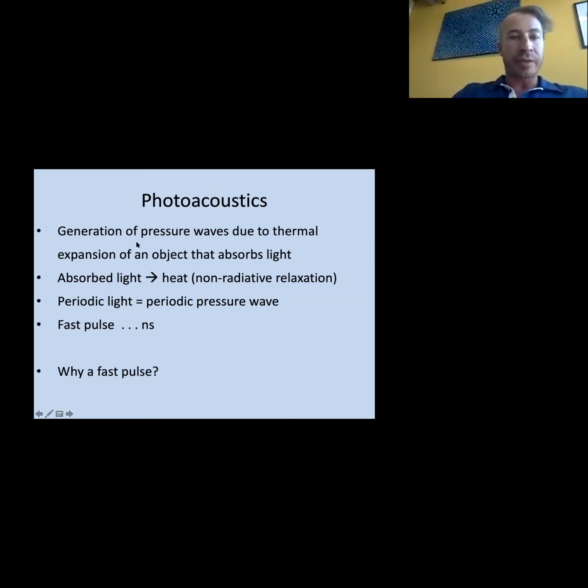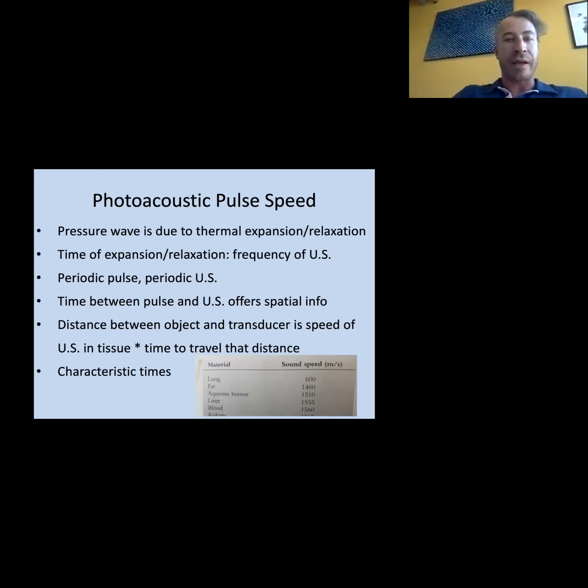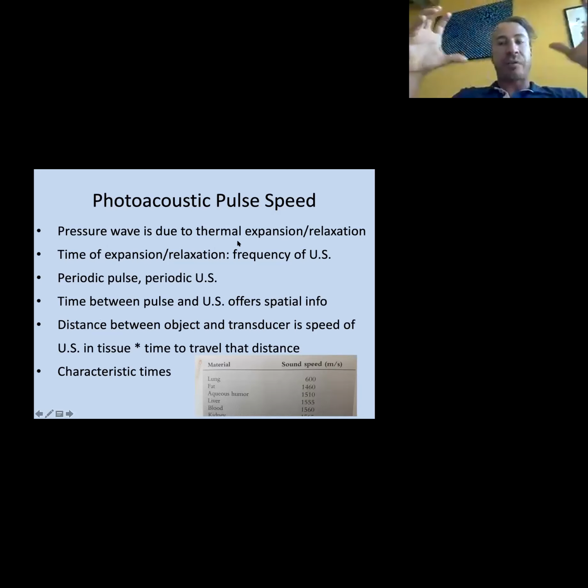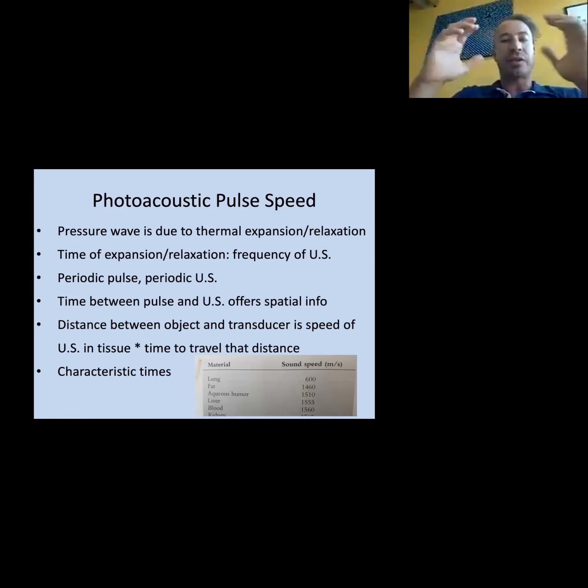Okay, so I think we talked about this. Generation of pressure waves due to thermal expansion: absorbed light creates heat, periodic light. Okay, so we need a fast pulse. We generally work in nanoseconds, 5 nanoseconds up to about 100 nanoseconds. So why do we need a fast pulse? Well, the pressure wave is due to this thermal expansion and relaxation, right? So the time of that expansion and relaxation is the frequency of the ultrasound. To get a higher frequency and therefore a higher spatial resolution, we need a pretty fast time of expansion and relaxation, okay?